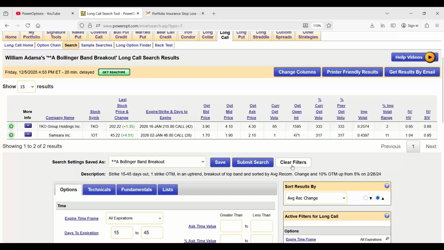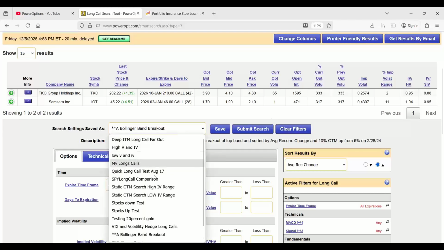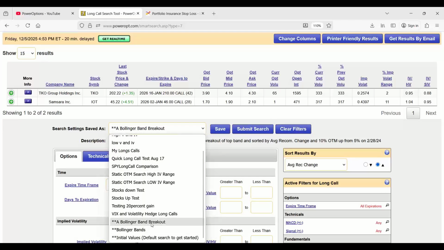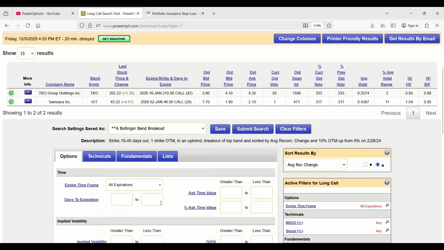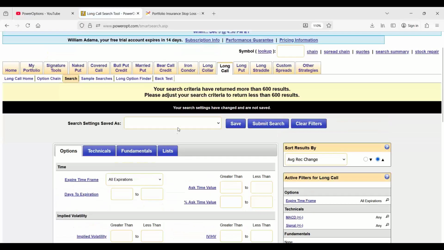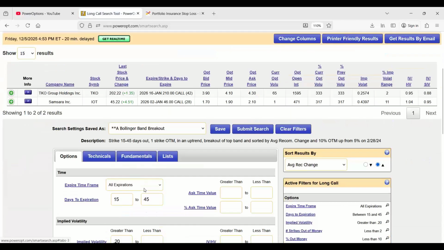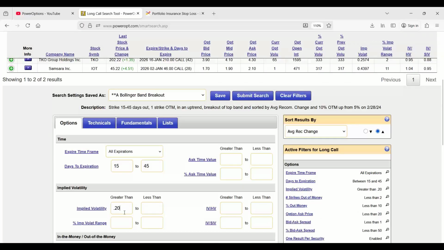All right. If I remember correctly, this conversation, let me go ahead and clear filters. So you have our defaults here. You can see those. Bollinger Band Breakout, that's what Ernie and I use to find our potential long calls. Sorry, I should review that. Let me go back to the default here. Didn't like that. Let's go back to Bollinger Band Breakout. Sorry, folks.